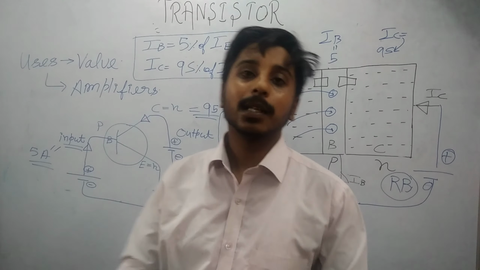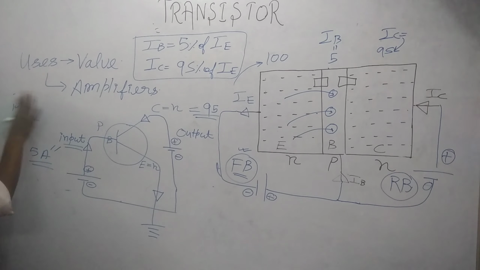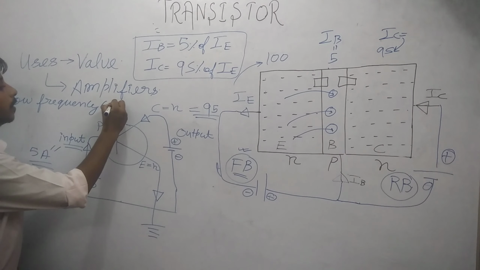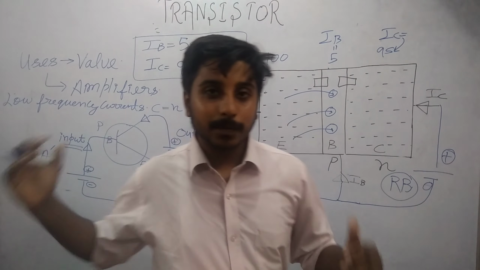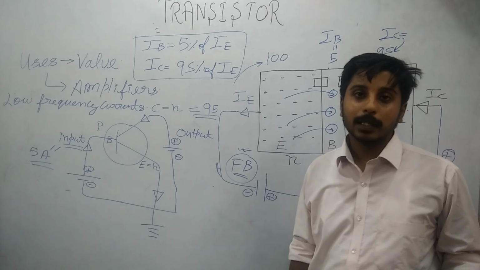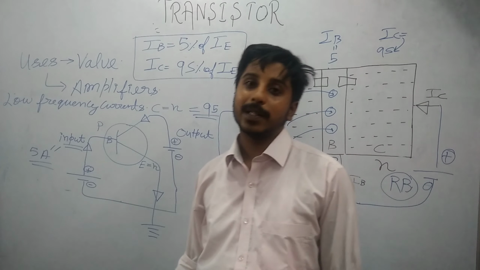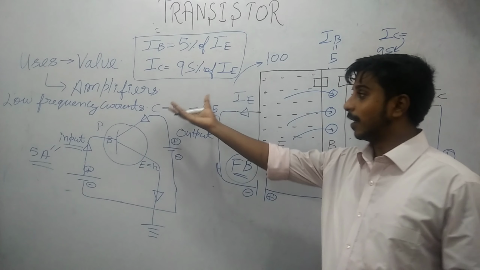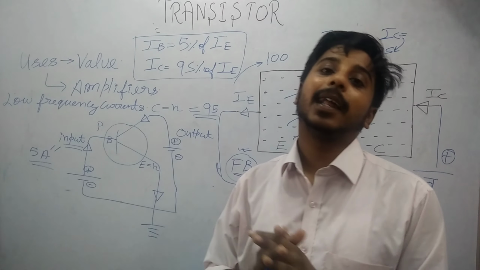Okay, apart from this, another function that a transistor has is production of low frequency currents. Why? Because the mean power output of the transistor is not that high. Okay, so it does not produce high frequency current, it only produces low frequency current. So this thing you can skip, or you can just learn that line, that transistor can act as an amplifier.